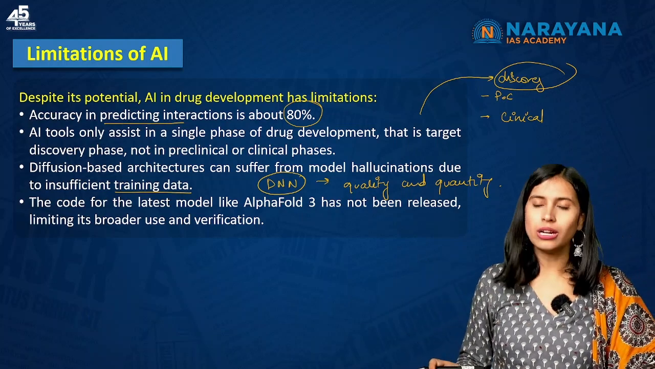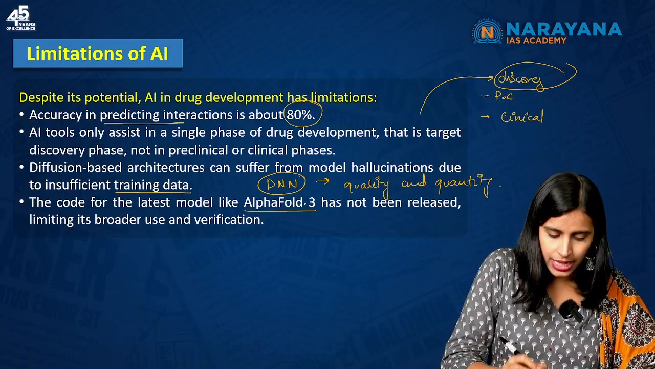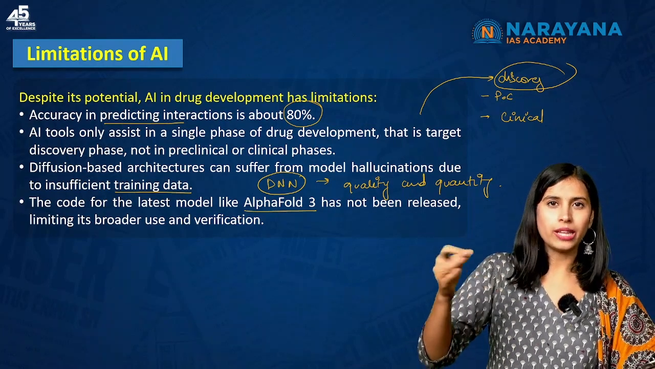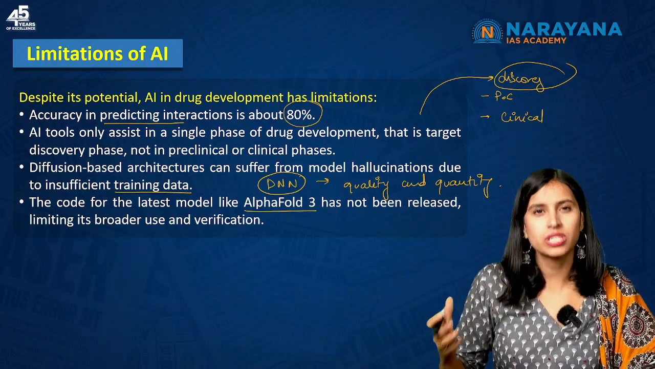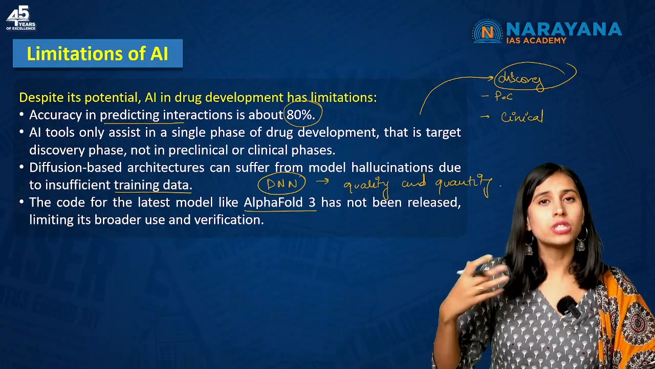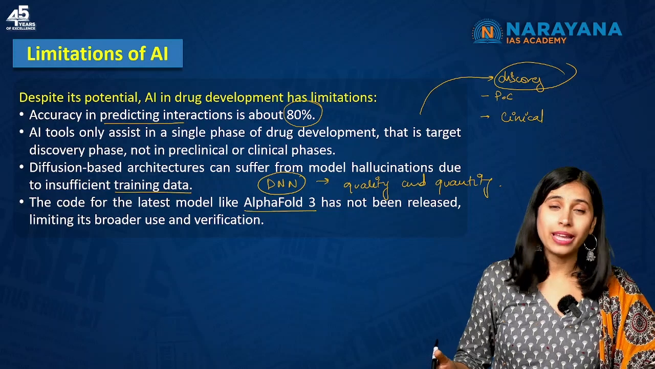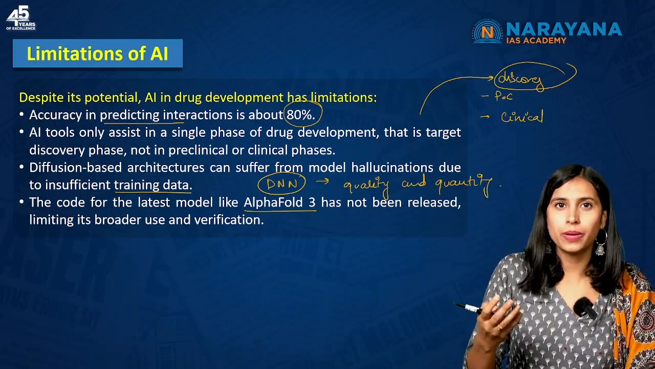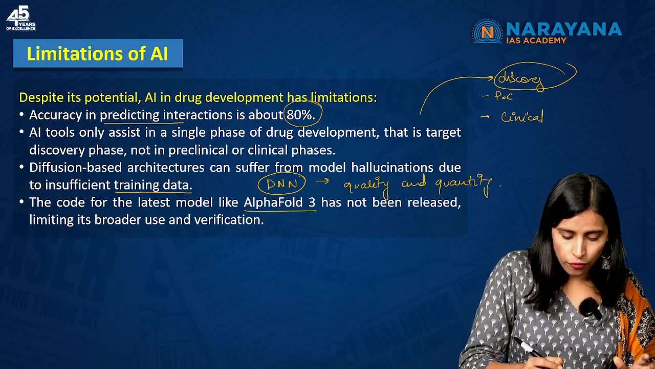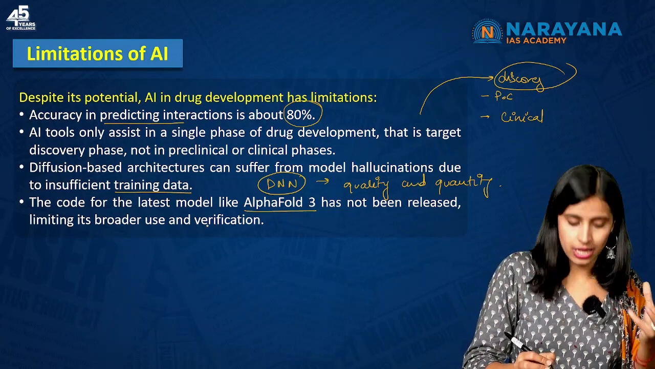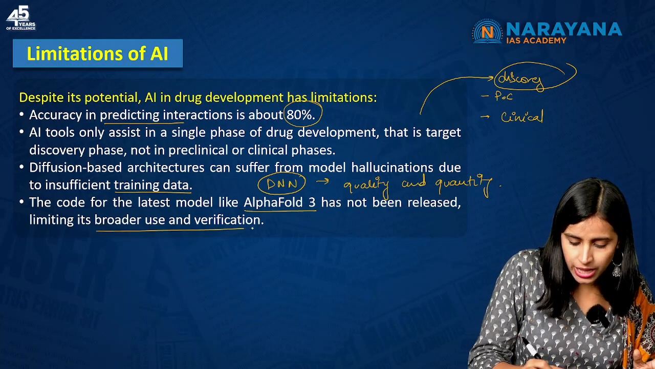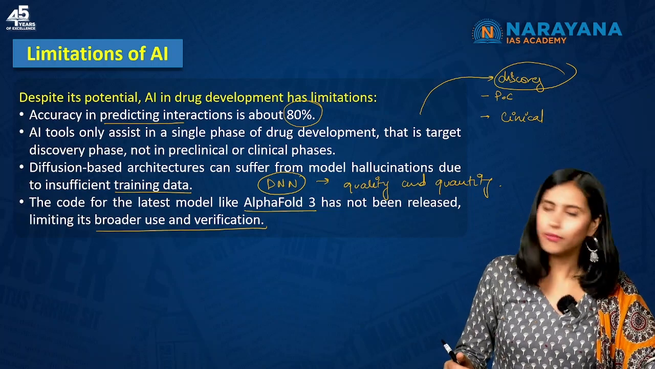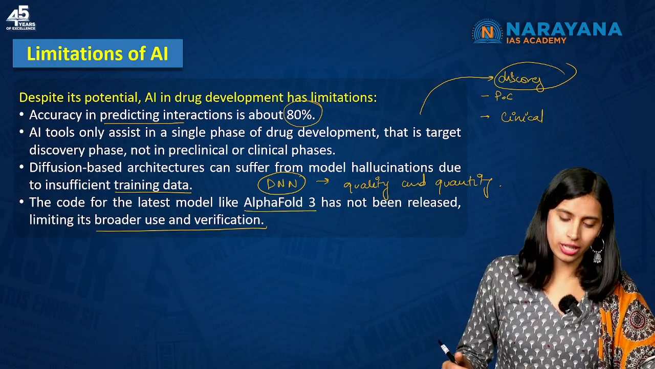Next is the code for the latest model like AlphaFold 3. In terms of AlphaFold, we also have different variations, 1, 2, and 3, and the third one is the most developed one. It is more accurate. It reduces the time and cost to a greater extent, but its code is still not available. So we don't have a clear picture of how impactful it is. This limits its use as well as verification. The claim is big, but we don't have verifying data on this.